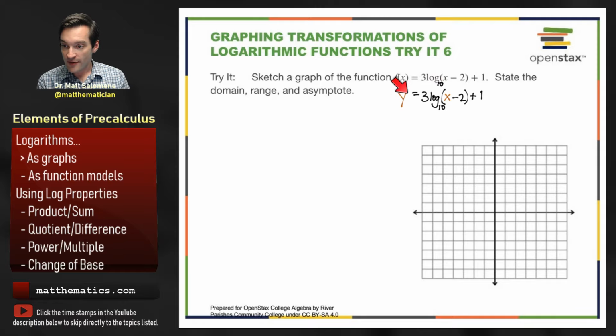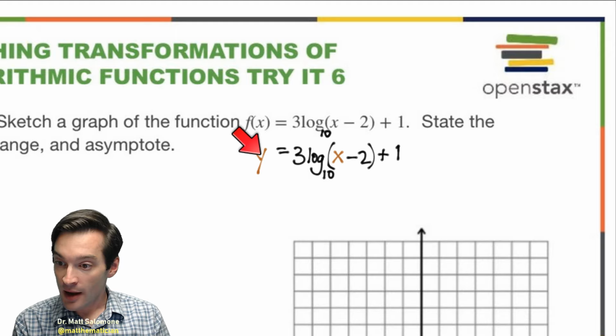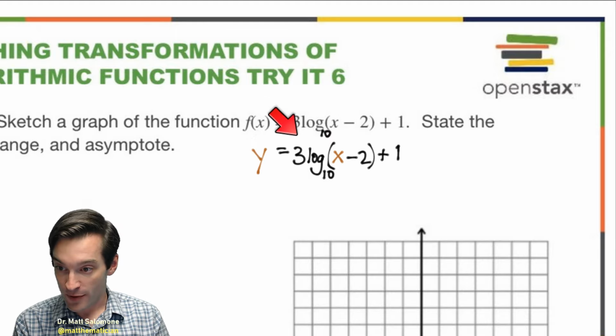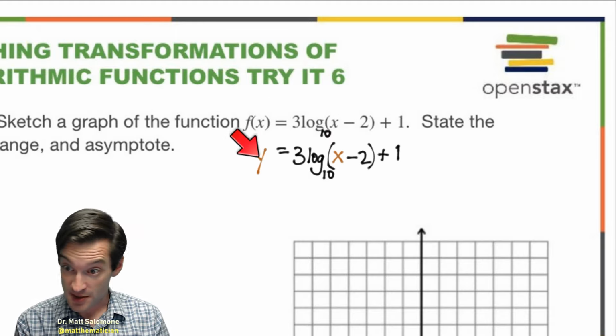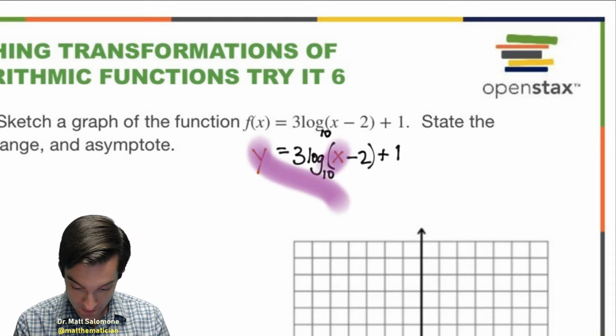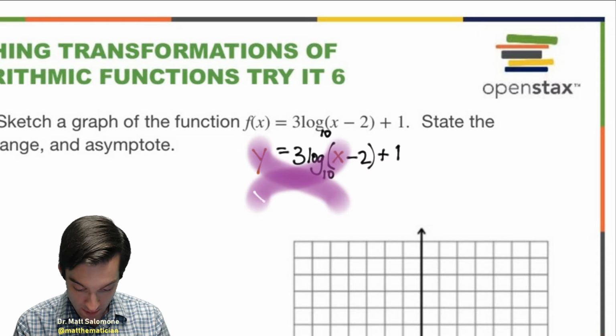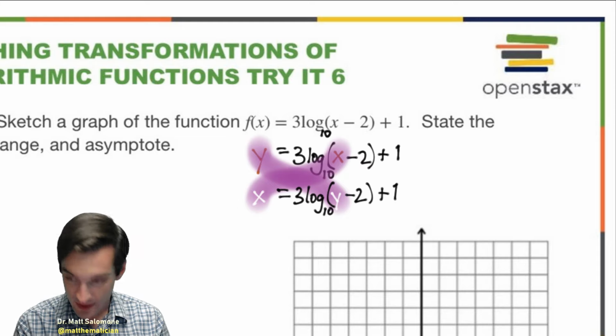So if I replace f of x with y, let me zoom in on that again. I replace f of x with y. Then to find a formula for the inverse function, if this inverse function exists, what am I supposed to do? I'm supposed to reverse the roles of x and y in my equation. So we'll just do that. We'll take the y and trade it out with an x. We'll take that x and trade it out with a y. And I'll get 3 log of y minus 2 plus 1. That's a log with a base of 10, right?